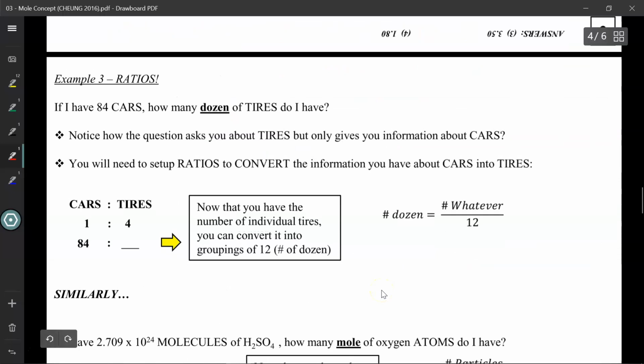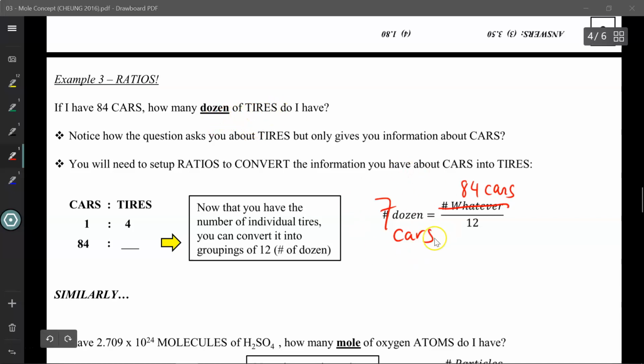Let's move ahead. Ratios. We use ratios when we're trying to convert one thing into another. So for instance, if you have 84 cars, I would put this 84 down here because that's what I'm counting. Well, 84 cars divided by 12 equals 7 dozen. But is this 7 dozen cars or is it 7 dozen tires? Well, because I start off with cars, this one must be cars. But the question doesn't ask for how many dozens of cars I have, it's asking for how many dozens of tires do I have. So I need to set up a ratio of cars to tires in order to convert this dozen of cars into dozen of tires.